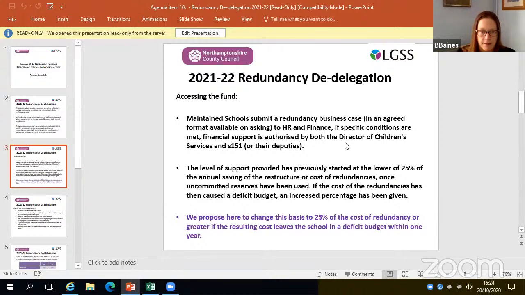So I'm proposing here that we change it to a simpler basis, that they receive 25% of the cost of redundancy or greater, unless the resulting cost leaves the school in a deficit budget within 1 year, in which case we would meet the full cost up to the point that their reserves are met. Okay.